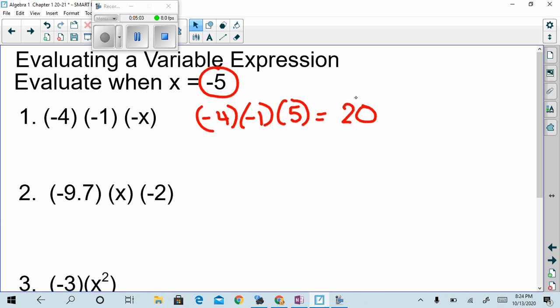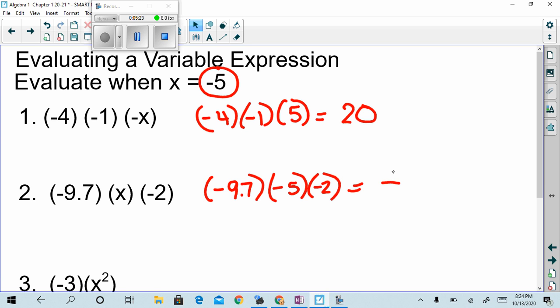I'm going to use -5 as my replacement value for all of these. I start with a -9 7/10. I replace now x with -5, and I have a -2. Right away, you should be able to tell me that your product is going to be negative.